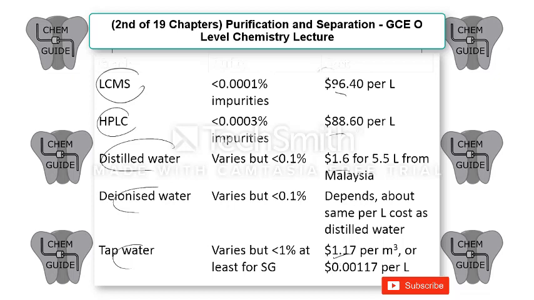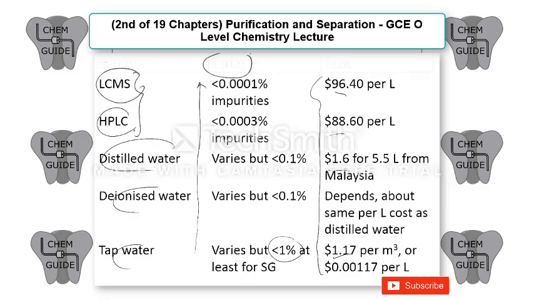And what actually determines the cost of these different grades of water? It's the purity. You notice for tap water it's about 1%. Actually, it varies throughout. Different countries have different levels of purity, and we go up to the higher grades towards HPLC and LCMS. These two are actually machines used for separation. You will learn more about this when you take on A-level chemistry.